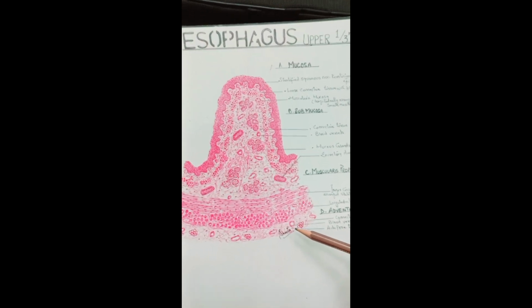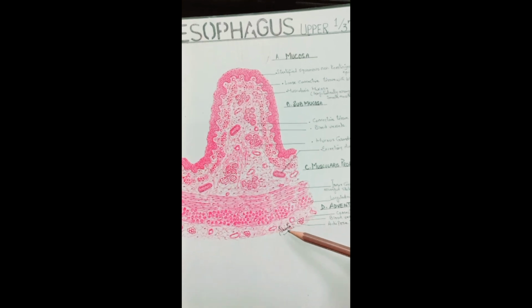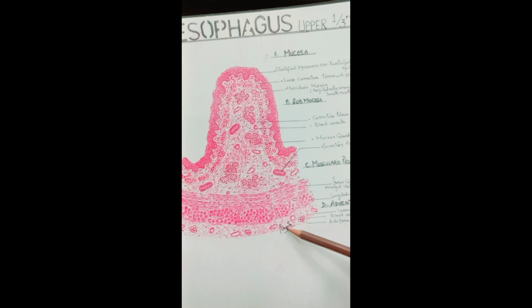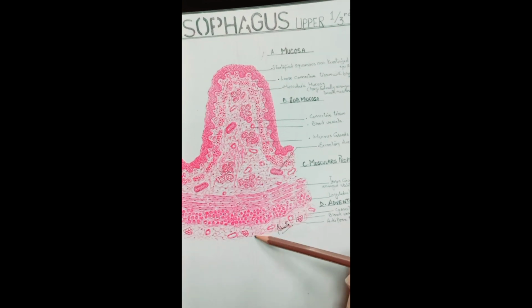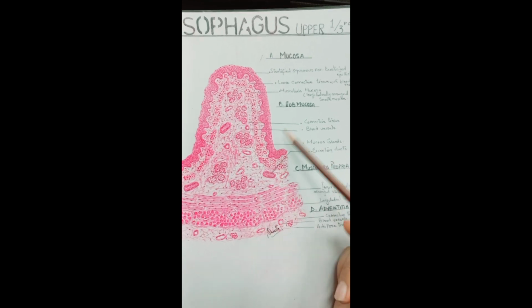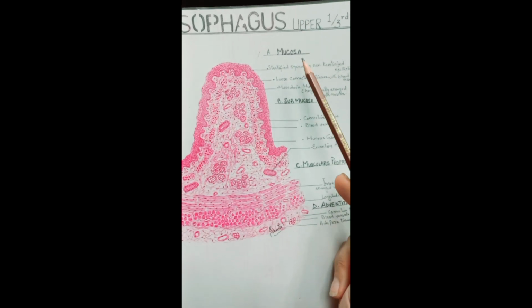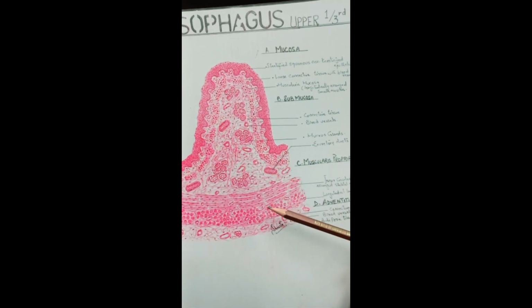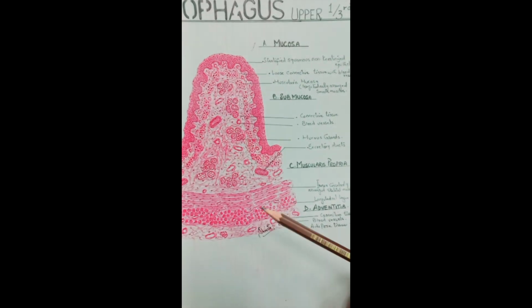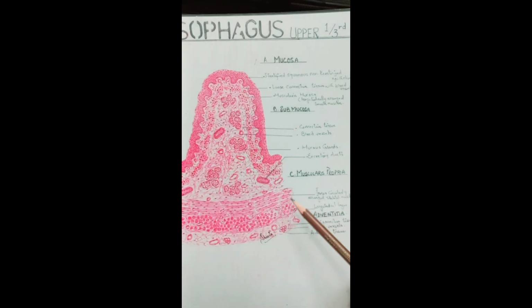But in the lower one third of the esophagus, you will draw the serosa. Here you will draw a single mesothelium of simple squamous epithelium. The remaining structure will be the same. So I told you that this esophagus has mucosa, submucosa, muscularis propria, and the adventitia, and some differences between the middle third and the lower one third.